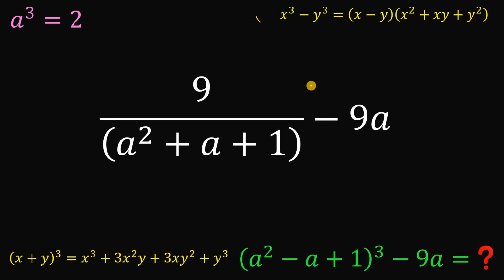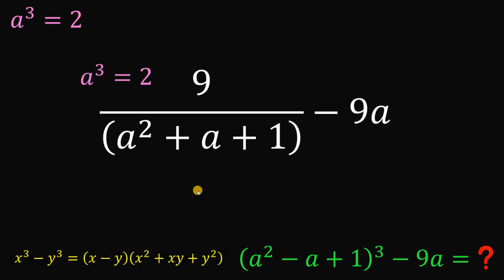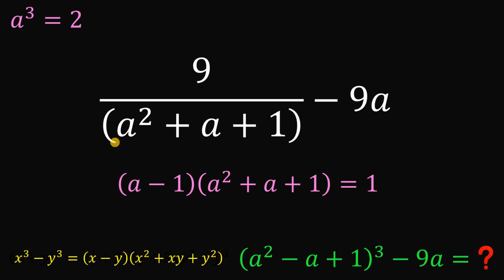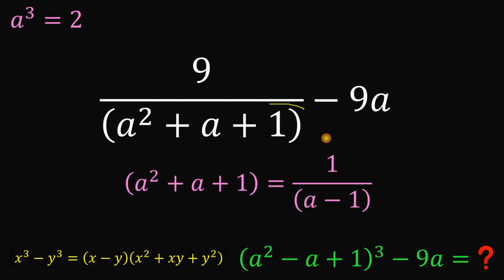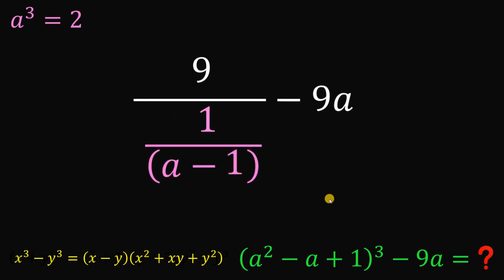Now here comes the third concept, the difference of 2 cubes. To use this, let's get our given. We have a cubed equals 2 again. Then subtract 1 on both sides. So we have a cubed minus 1 equals 1. And we know 1 is simply equal to 1 cubed. So this is a difference of 2 cubes. Therefore, we can factor this as a minus 1 multiplied by a squared plus a plus 1. And we can get this value by dividing both sides by a minus 1. Also, we can replace this denominator as 1 over a minus 1.